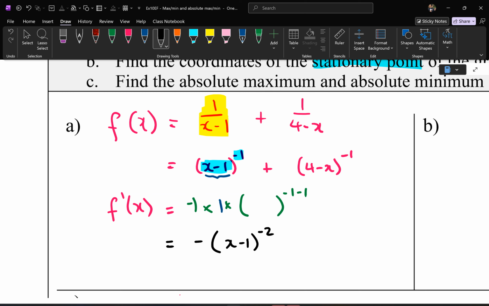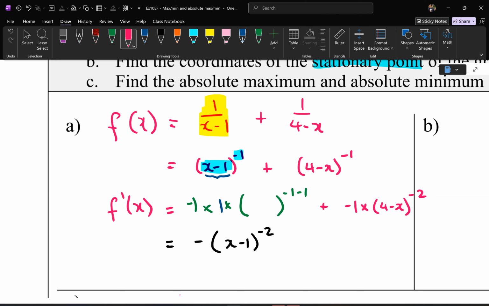Let's do the same thing for the next one. Let's go with Phoenix. Derive the second one for me. Like that? One mistake. Positive y, because the power is negative.